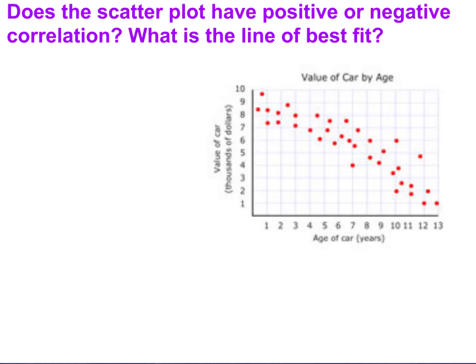So if we're looking at another one here, I have value of a car by age. The value of a car is in thousands of dollars, and the number of years is how old the car is. Okay, so if we look, we're trending downward, so it looks like as the age of the car increases, the value of the car decreases. So we've got to ask ourselves, is this positive or negative? Well, because it's going down, it is negative. Okay.